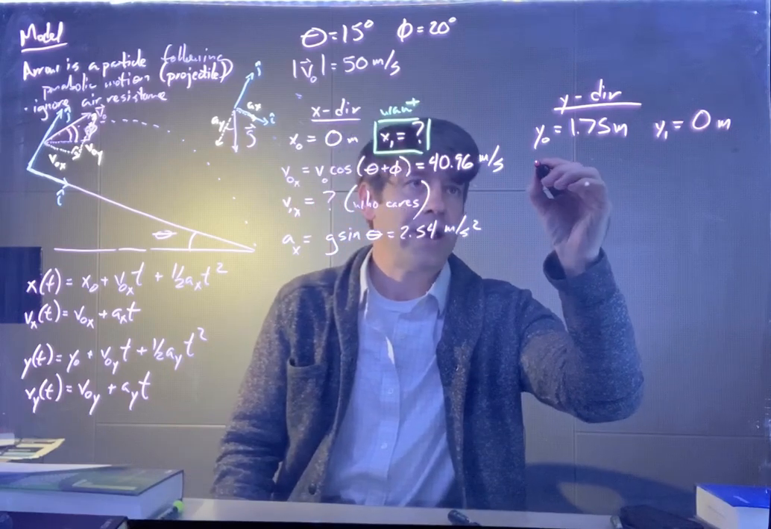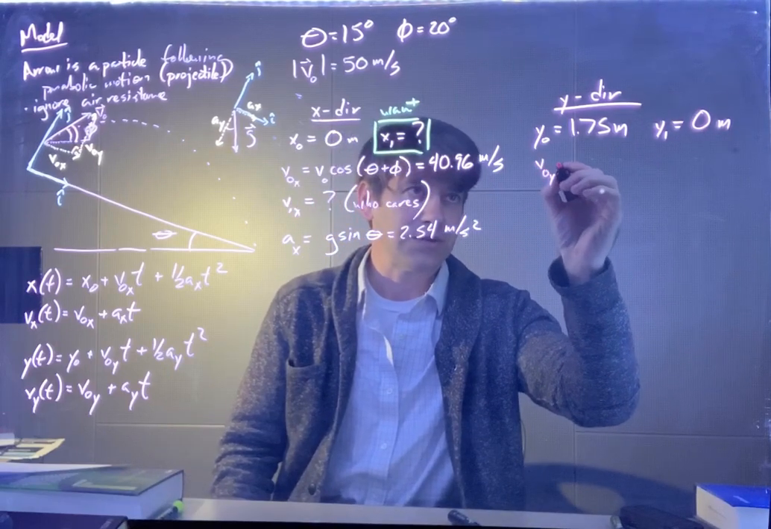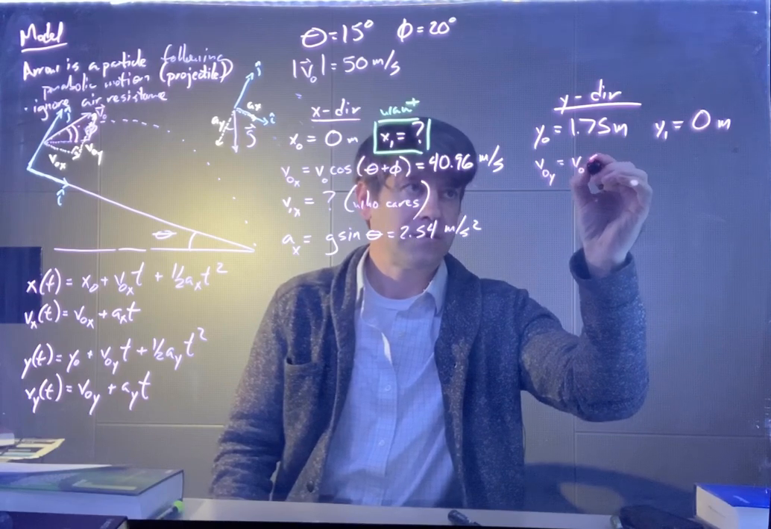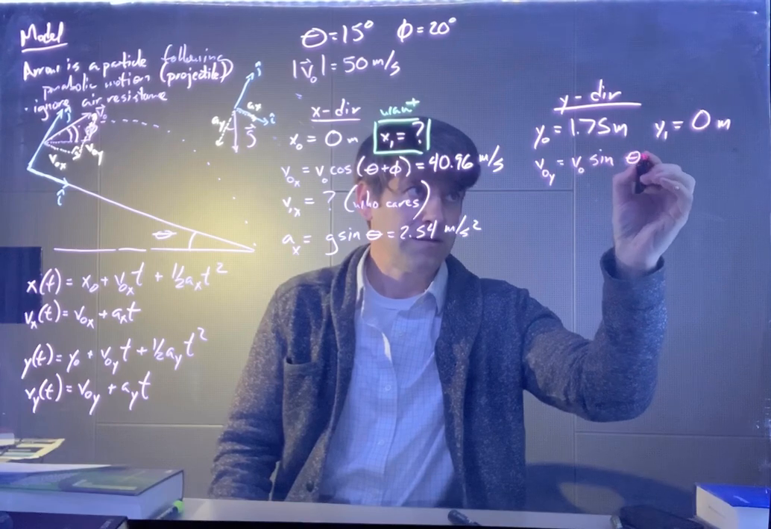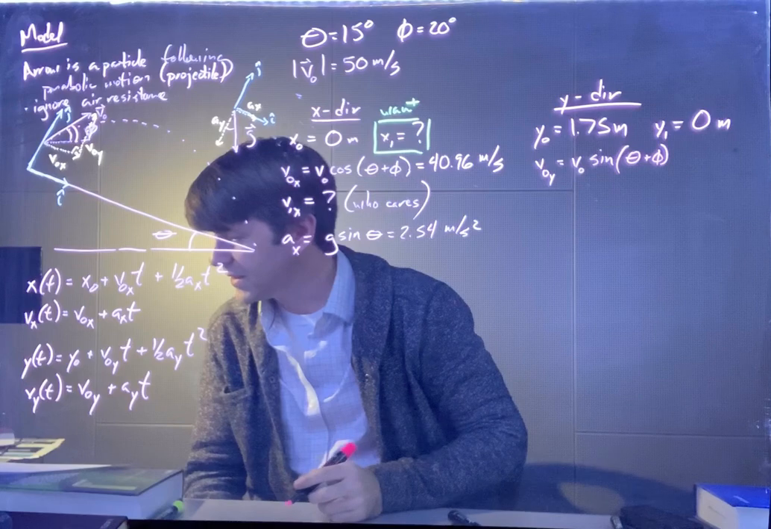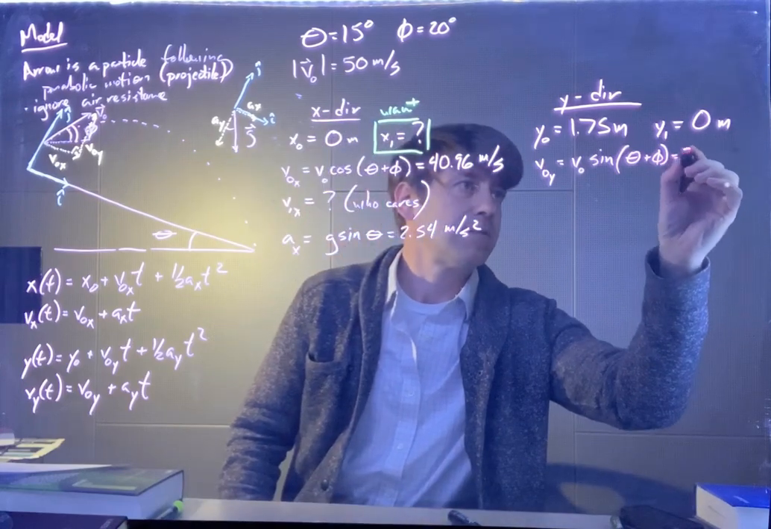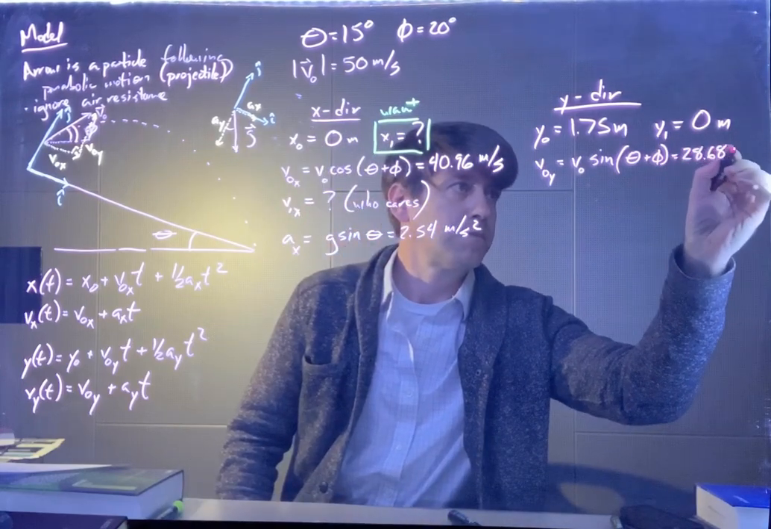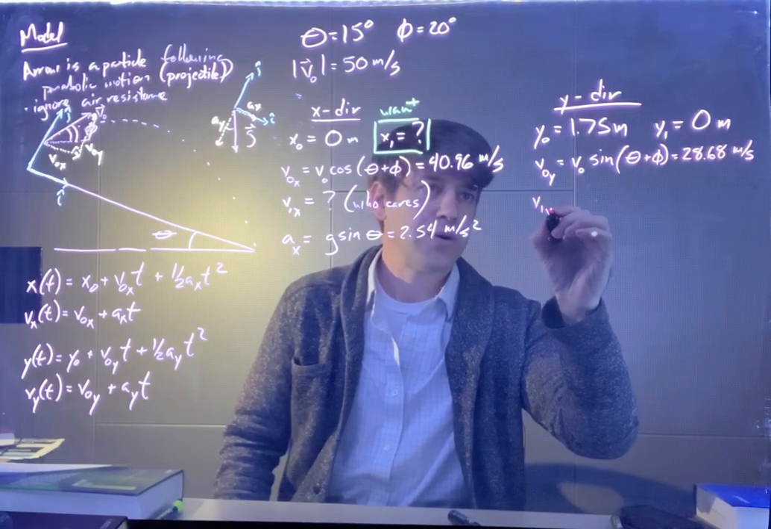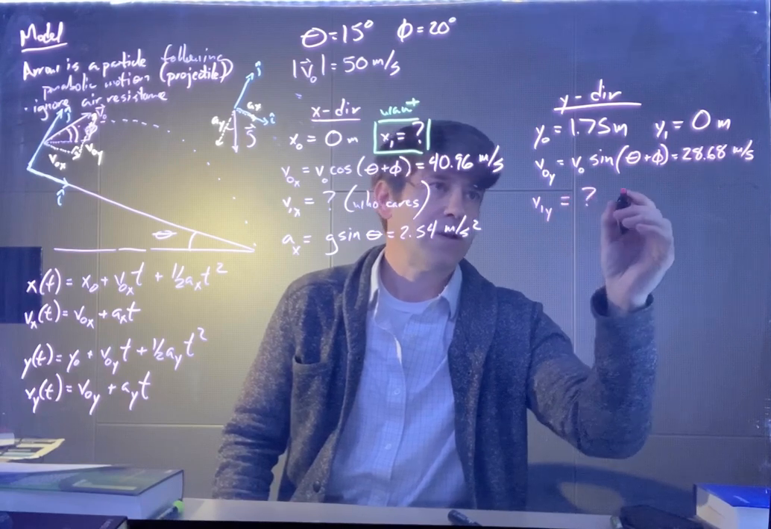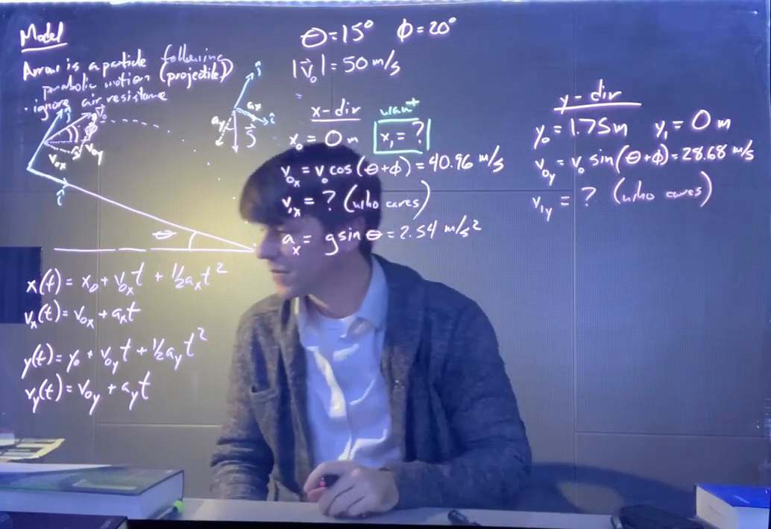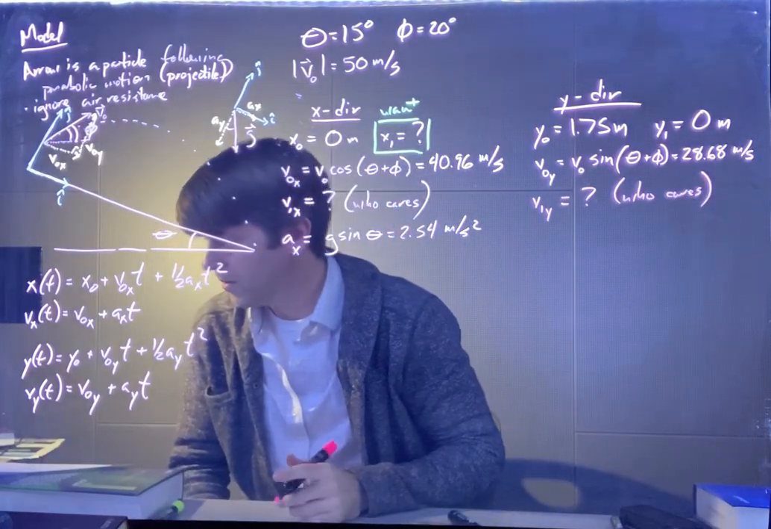Okay, now what's the original y component to its velocity? Well, it's just v naught times the sine of theta plus phi. And if you plug in your numbers, that's 28.68. Again, the final y component to the velocity, we don't know. And here again, we don't really care. You can go ahead and write it down. It's not going to harm you, but it's extra work.